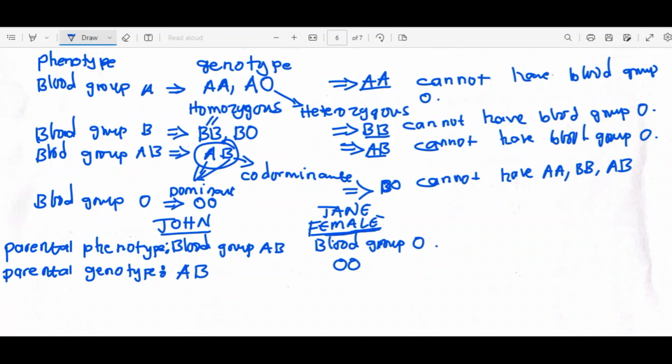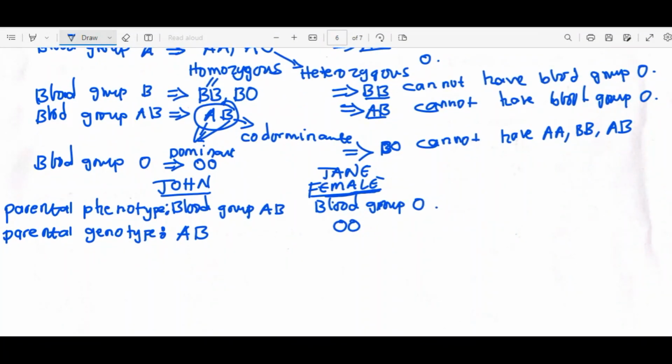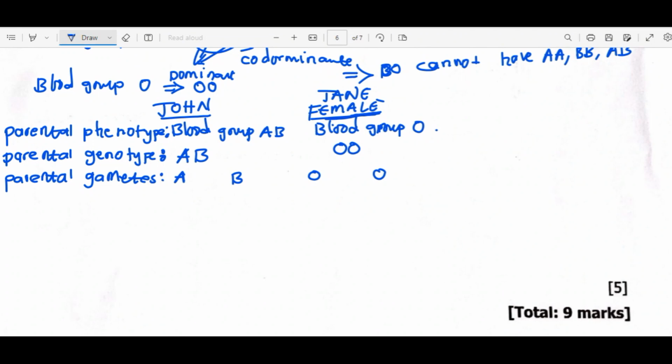I think the situation where you have to think is when the question is stating blood group A, because A can exist in AA or AO. So for that one, you have to think carefully because we have two possible genotypes. Then after this, let's look at the parental gametes. For parental gametes, we just have to separate these alleles. So say A, B, O, O. Then after that, you just have to make your genetic diagram.